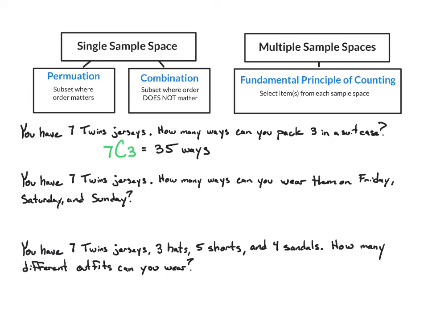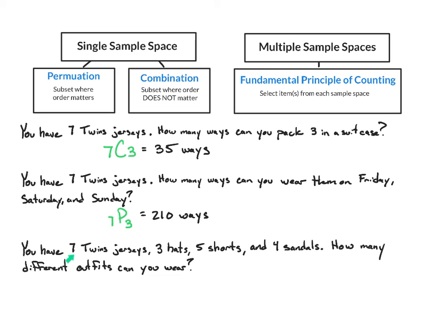Versus the permutation looks very similar, but it's 7P3, and on your calculator you do that same work, where in this scenario now you have 210 ways. You have 210 ways, and almost always, if something is a permutation, you're going to have more ways to do it. That's because the order in which you do it does matter. Right? So versus order not mattering, order does matter.